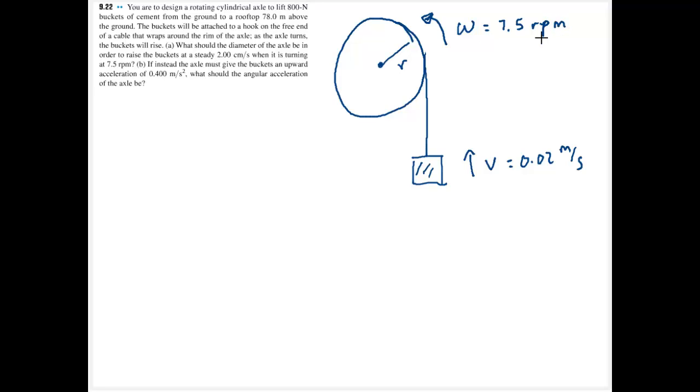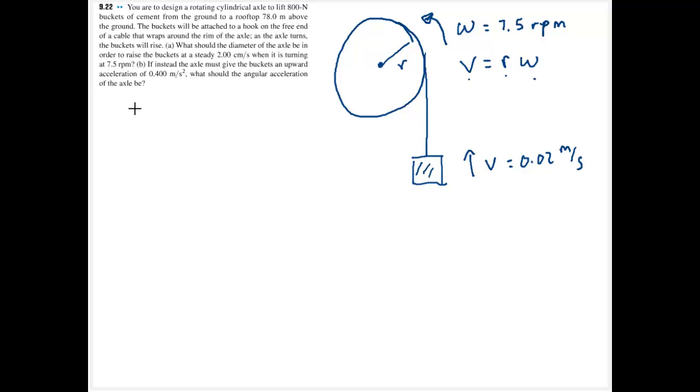and I'm told that this guy is also going to be rotating with an angular velocity of 7.5 RPM, revolutions per minute. I know that there's a relationship between the linear velocity and the angular velocity. It's simply the radius between them. So to pick my radius, I'm going to divide my velocity by my angular velocity, come up with my radius, and solve for my diameter.